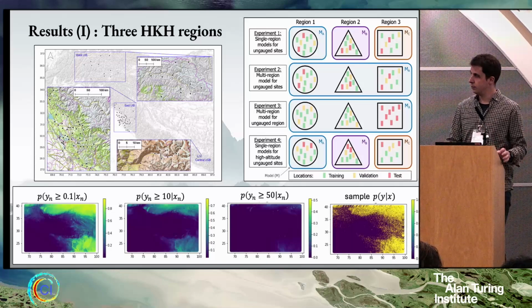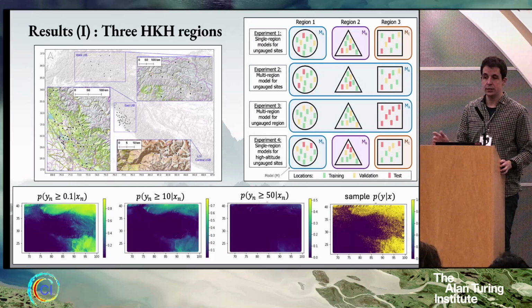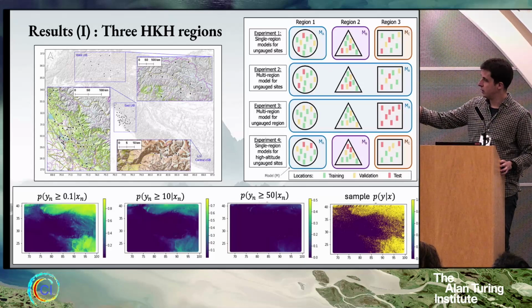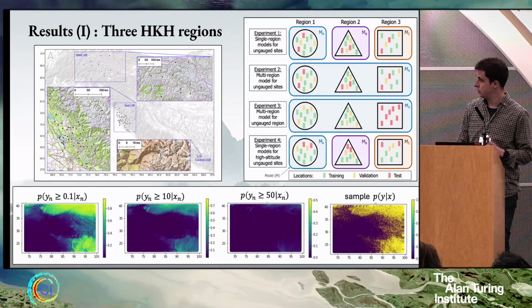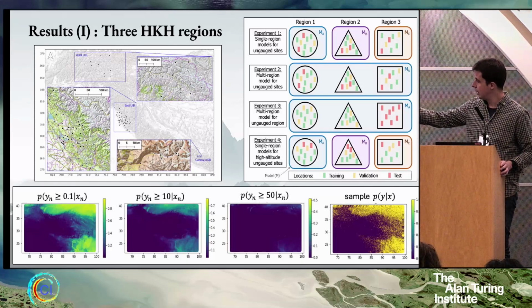Just to show you some visual results. In the first 3 panels, what we're seeing is the probability that daily precipitation exceeds a certain threshold across the region. The thresholds are 0.1, 10, and 50 millimeters for a given day. That's an arbitrary date. And we see that as the threshold goes up, the probabilities decrease, which makes sense.